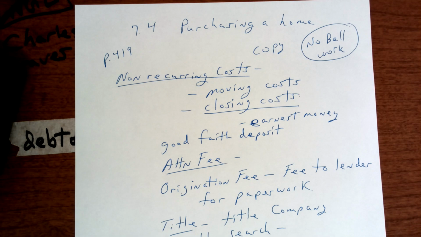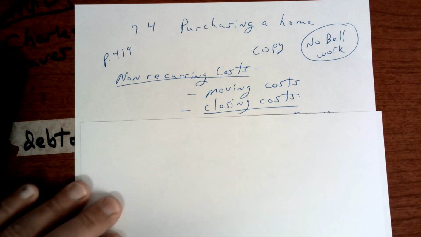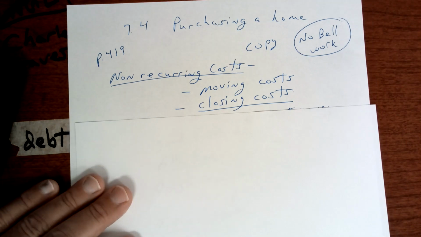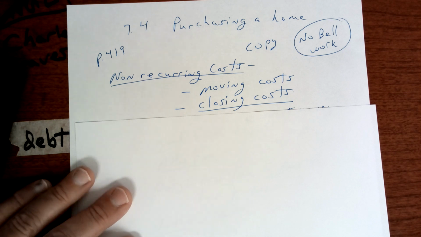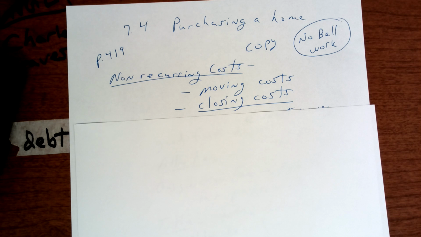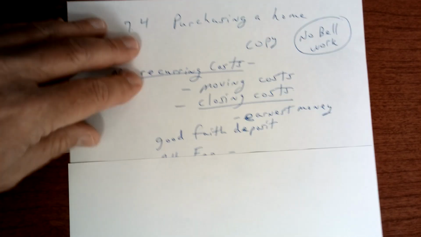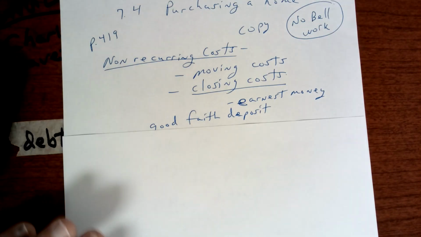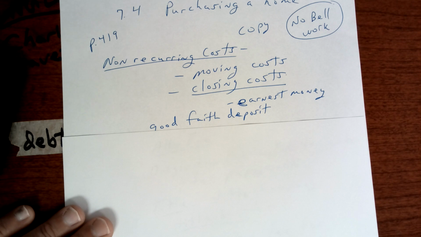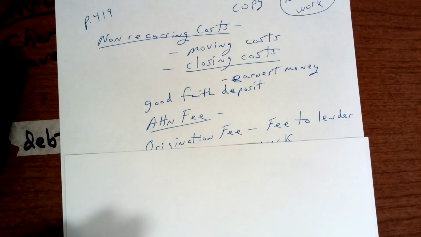Non-recurring costs once you buy a house. Moving costs. You're only going to do that one time for that house. Closing costs. Those are expenses that you have to pay at closing. Let's keep moving. Earnest money is good faith that you're going to buy the house. Usually it's like 10%, maybe 20%.